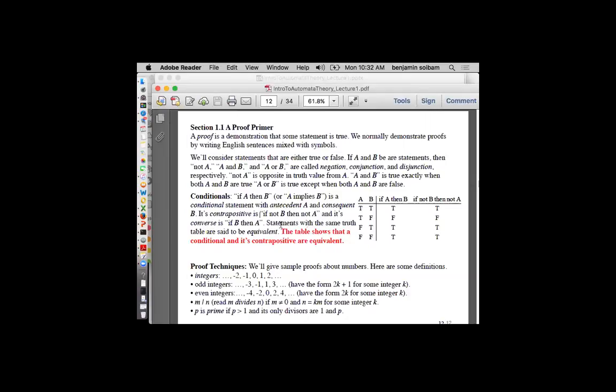Now, let's look at this. Let's try to understand the truth table for this conditional statement: if A then B.